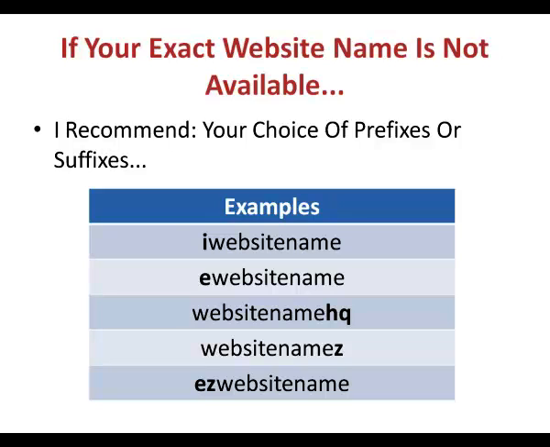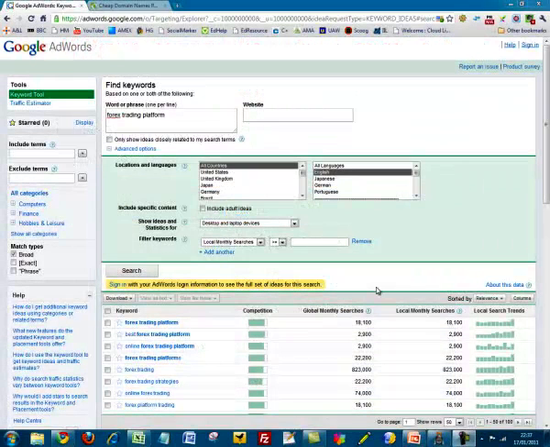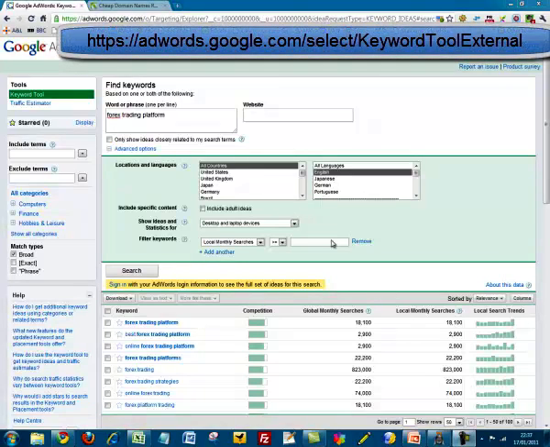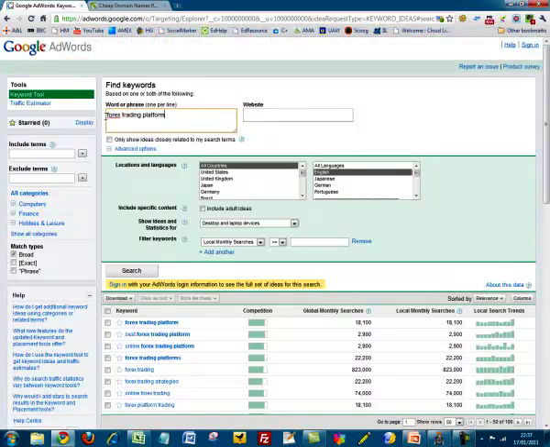Okay, so I'm on the web now, and I'm actually in Google AdWords keyword tool. And I've assumed for this example that I'm interested in researching the Forex trading platform niche. So in other words, this is for currency traders who are looking for a suitable trading platform that they can use to place bets in the foreign exchange market.